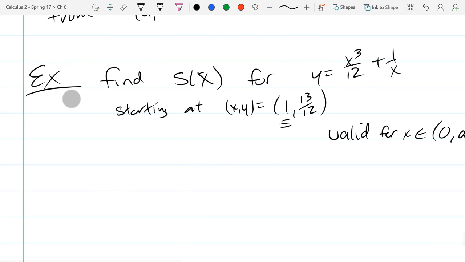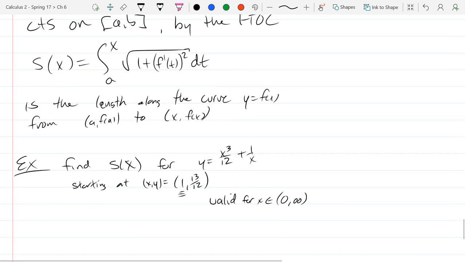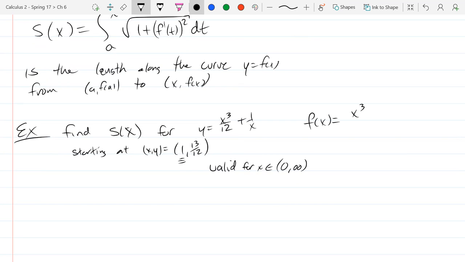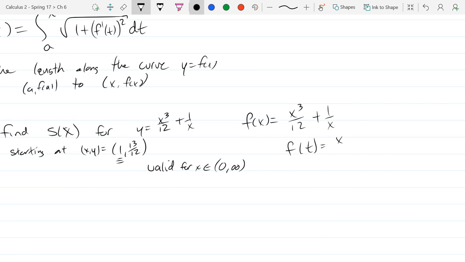So all we need to do is use this formula right here. Let's rewrite this as f of x. So f of x is x cubed over 12 plus 1 over x. I'm actually going to need f of t, so I'll just replace everything by a t. That's not hard to do. Just got t cubed over 12 plus 1 over t. So I need a few things. I need f prime of t, and then I need 1 plus f prime of t squared.